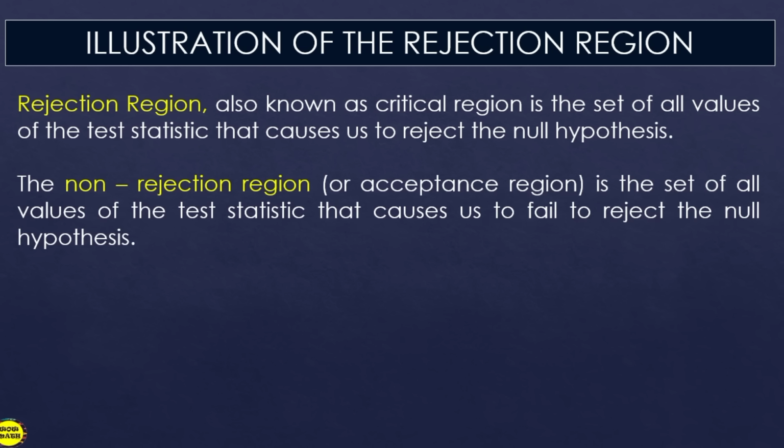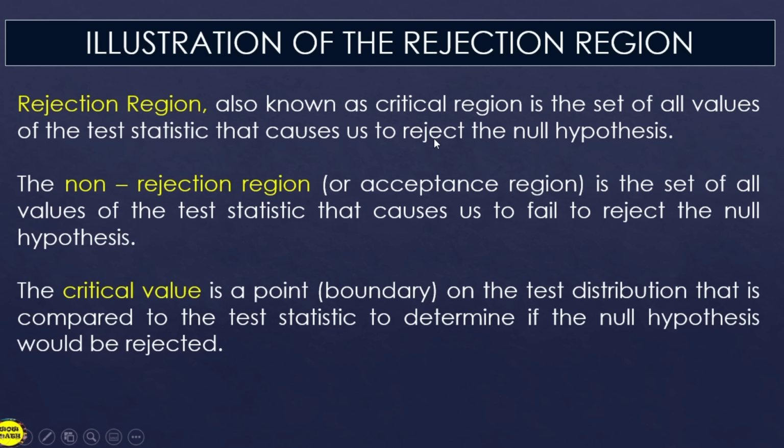The non-rejection region, also known as the acceptance region, is the set of all values of the test statistic that causes us to fail to reject the null hypothesis. Again, so kapag yung computed value natin, mamaya makikita nyo, nandun sa loob ng non-rejection region, ibig sabihin nun, we fail to reject the null hypothesis. Pero kapag yung computed value natin ay nasa loob ng critical region or ng rejection region natin, ibig sabihin, we're going to reject the null hypothesis.